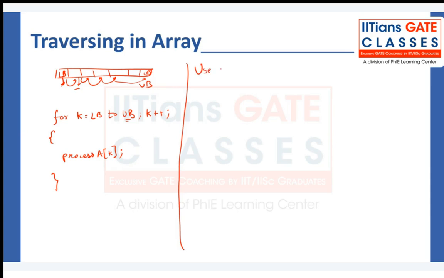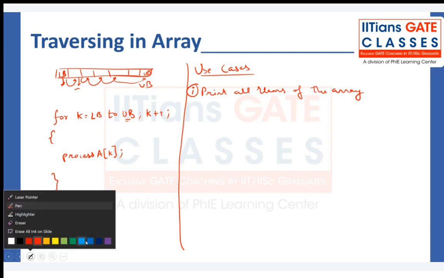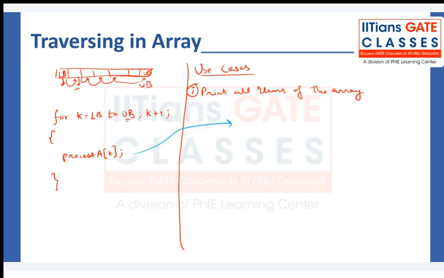But what are the use cases for traversing? There are many, so we'll look at a couple. If I tell you to print all elements of the array, what would your process become? Your process would simply become a print statement: print A[k].